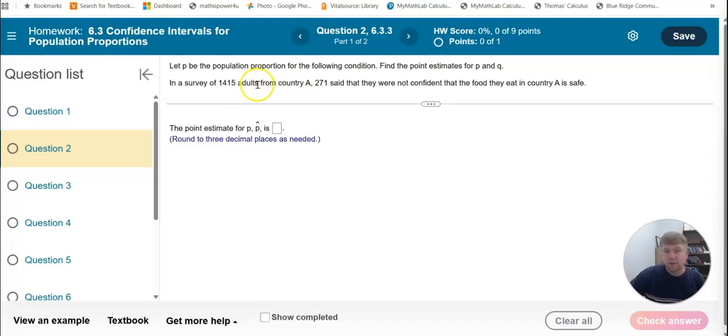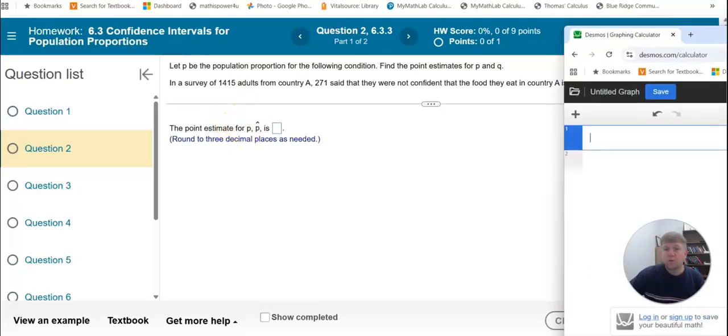Now, this is adults, so maybe 180 million, or let's say like 200 million. I'd have to have 200 million people surveyed if I did a population proportion. And that's just not possible. So I sample, I get P hat, and I use that as my best guess for P. That's a point estimate. So what am I being asked to do here?